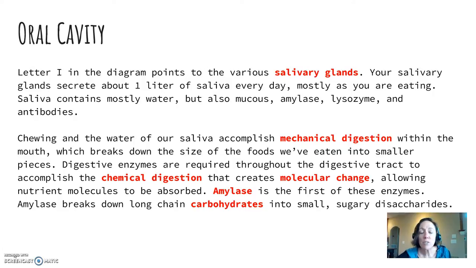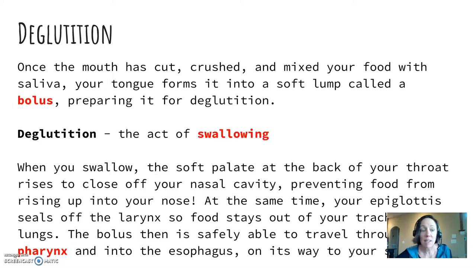Chewing and the water of your saliva accomplish the mechanical digestion process within the mouth. That's just breaking down the size of the food you've eaten into smaller pieces. The digestive enzymes are required throughout your digestive tract to accomplish the chemical digestion, and that's what creates molecular change, allowing nutrient molecules to be absorbed into the cells. Amylase is the first of these enzymes. Amylase in the mouth breaks down long-chain carbohydrates like starch into small sugary disaccharides.